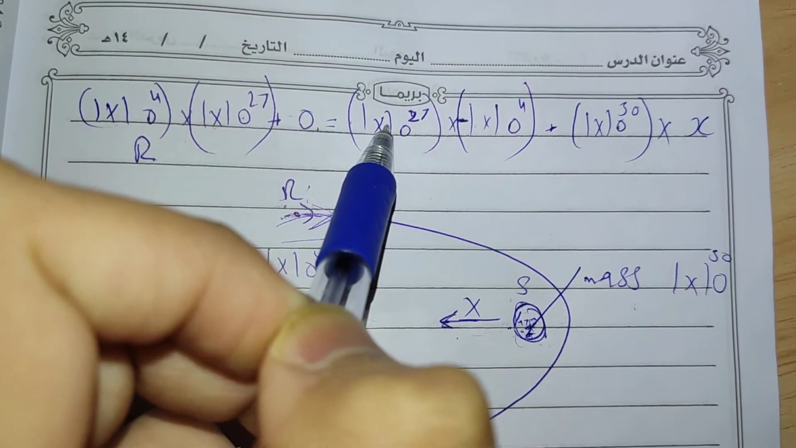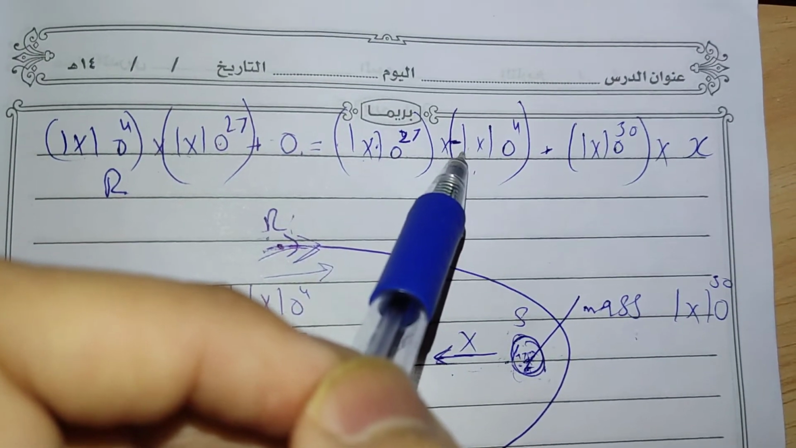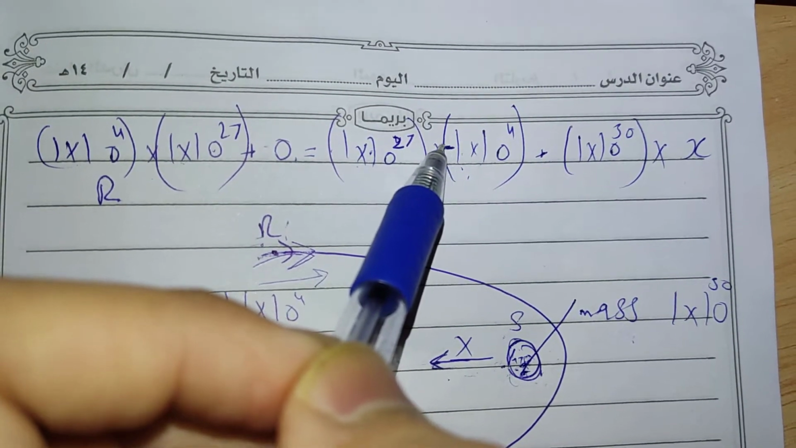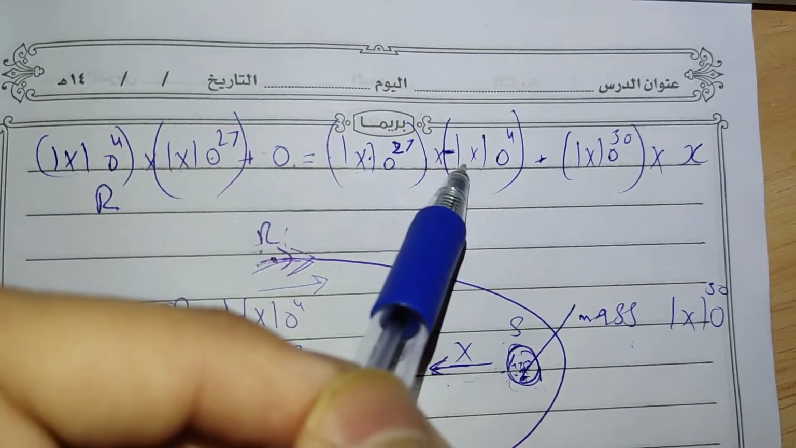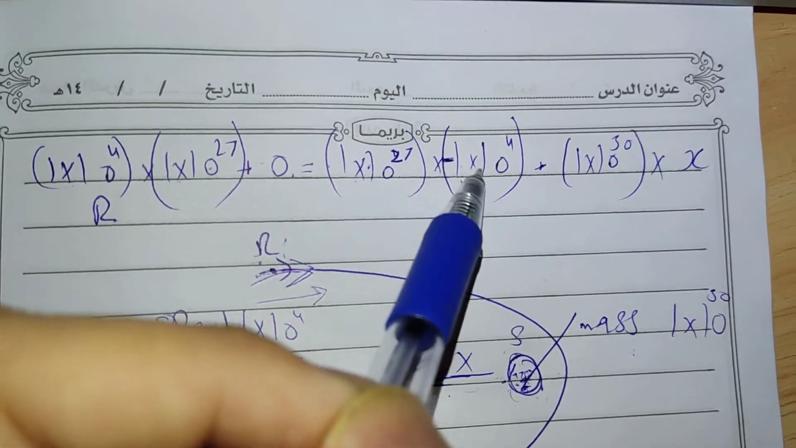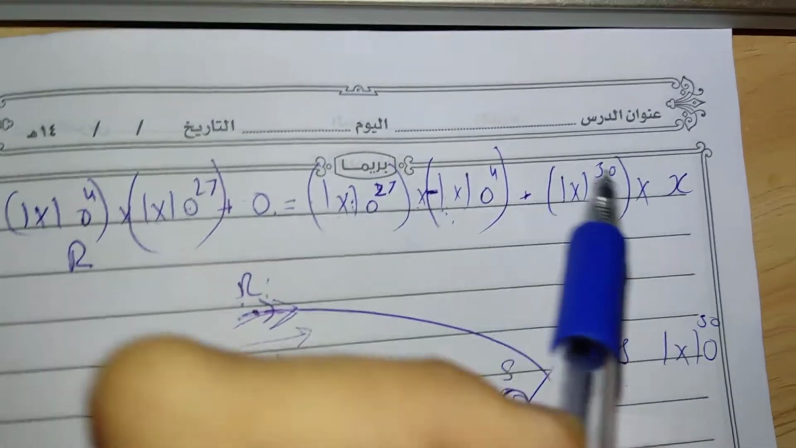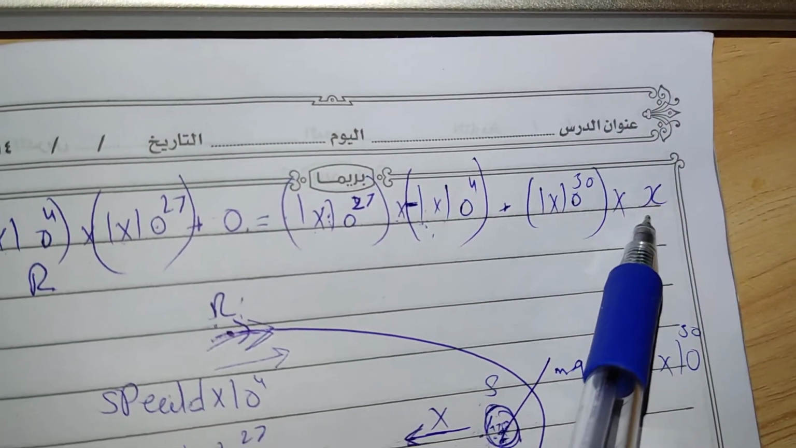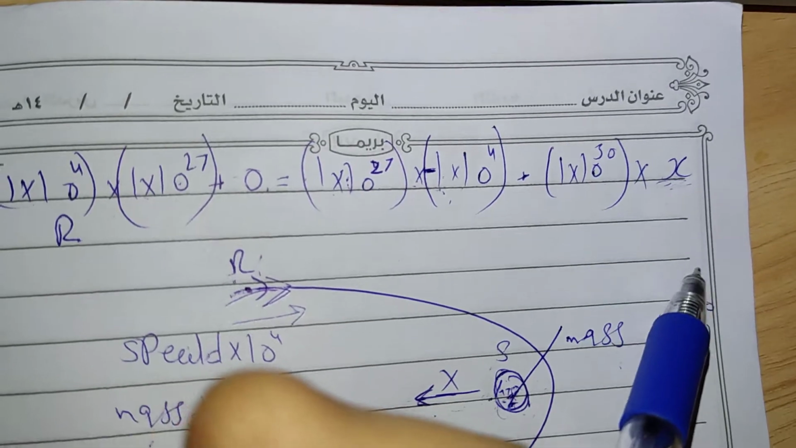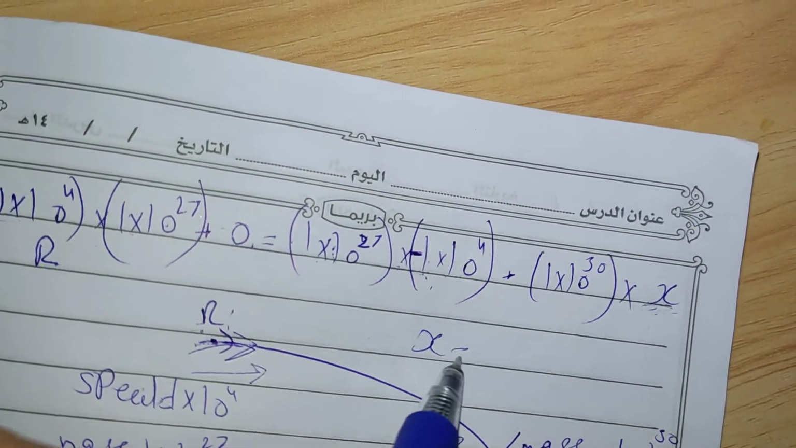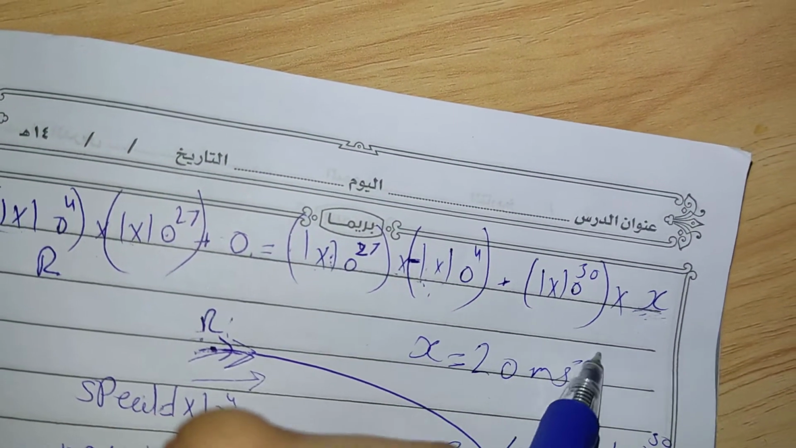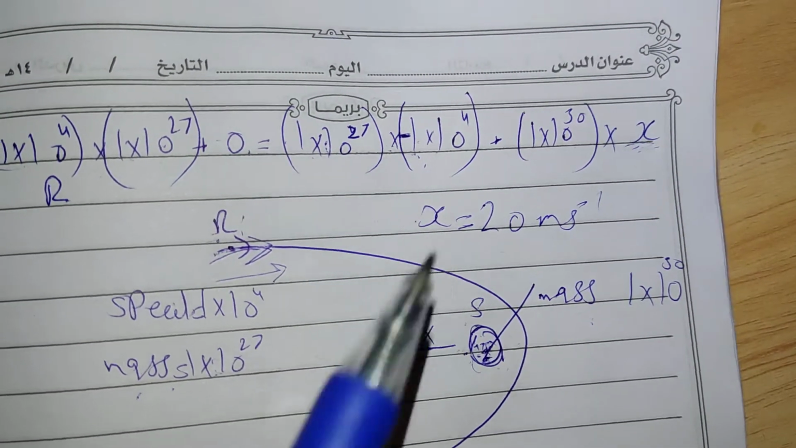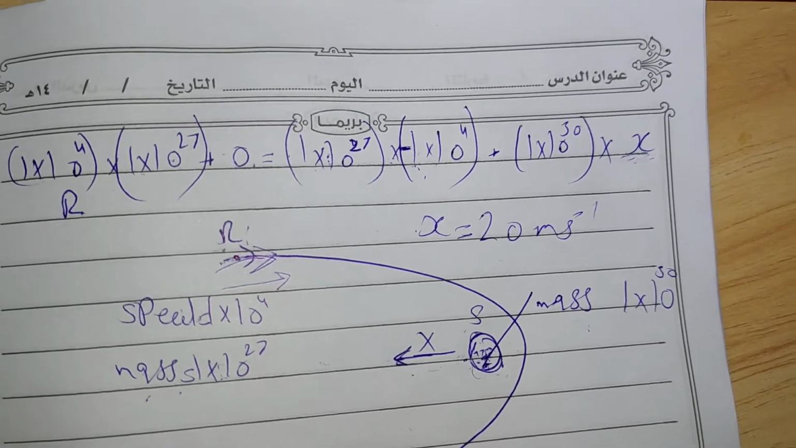Mass of r times the final speed of r, which is the same, but this time it's negative, and it's multiplied by the mass, plus the mass of s times this final speed of s, which we need to find. So I get x as 20 meters per second, -1. So the final speed of s is 20.